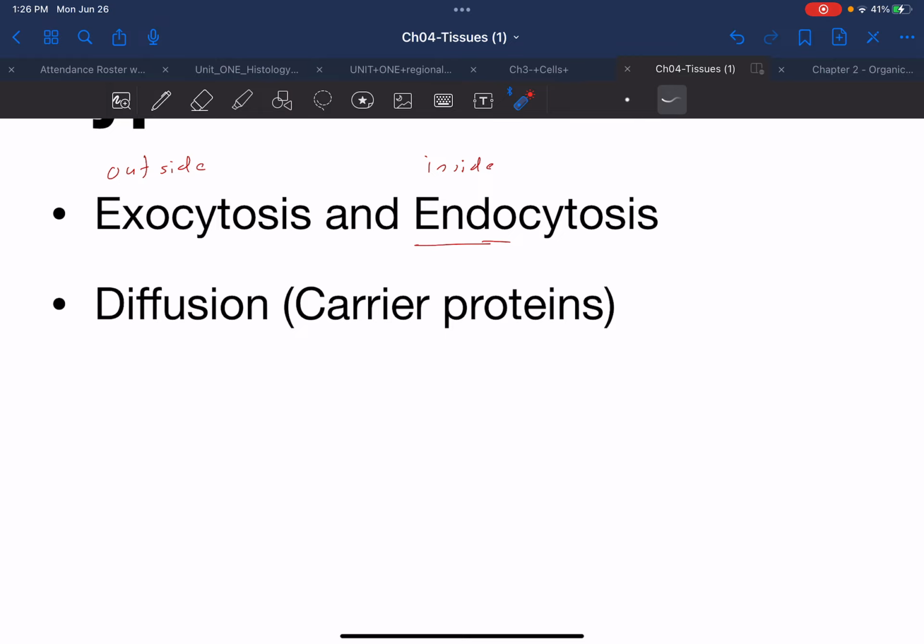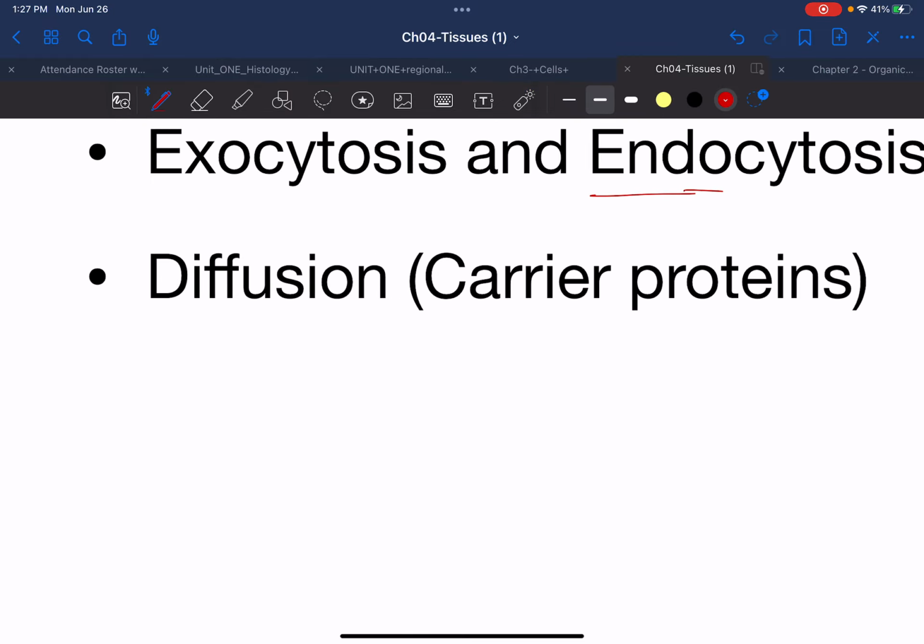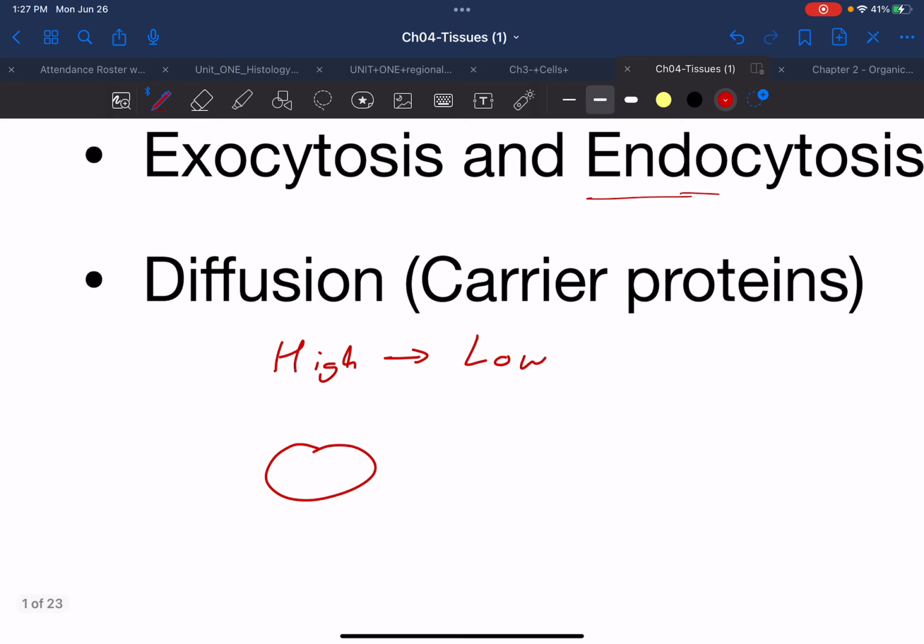And the more precise definition is going from high to low. You'll hear this again in the future in some form of physio. High to low. And doesn't that make sense? This is supposed to be a hamburger, but if the hamburger, the molecules, is right here, it's very high. Wherever you place the hamburger, it's very high.